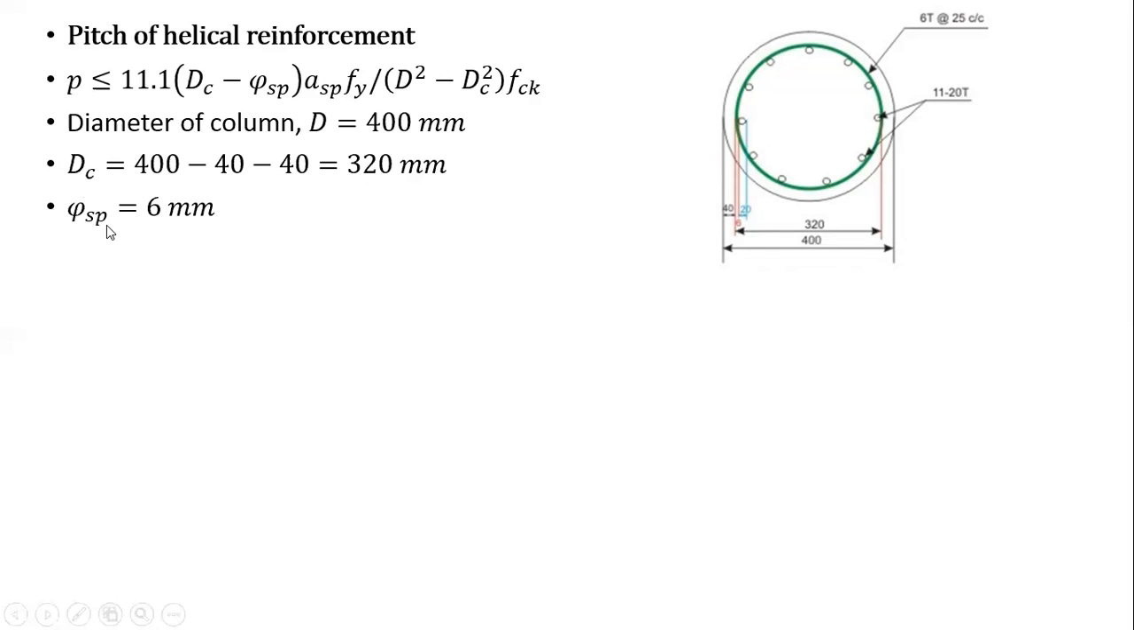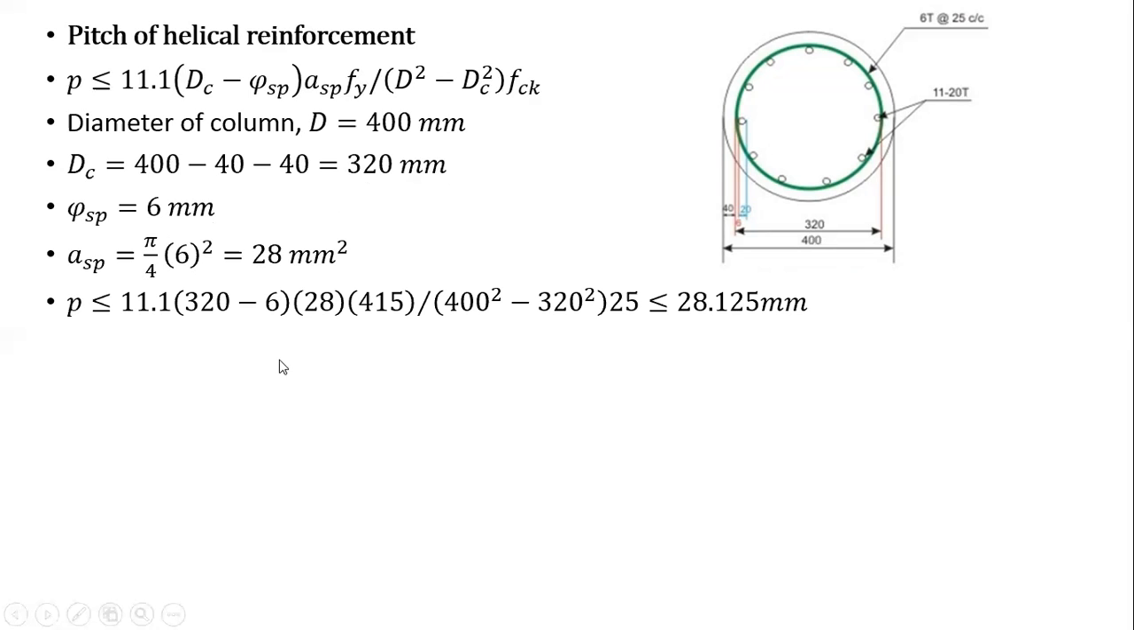Second is phi of ASP, the diameter of the spiral reinforcement. We have already calculated it in the previous step. It is 6 millimeter. ASP is how much? Pi by 4 into 6 square, that is 28 mm square.